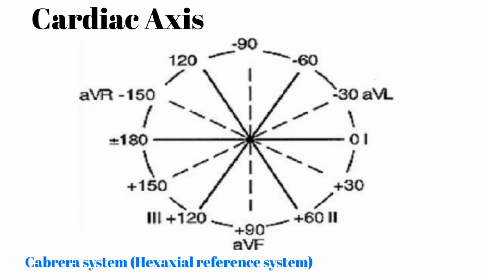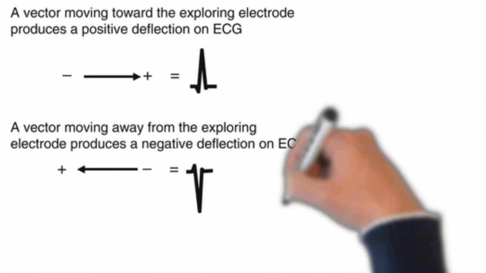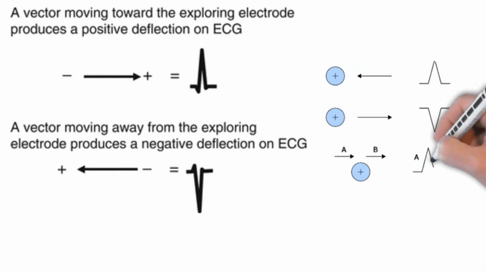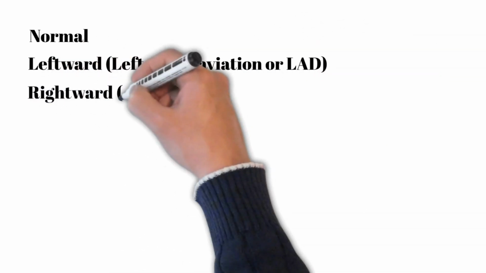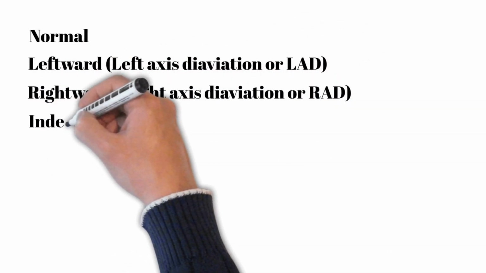Whenever the direction of electrical activity moves toward a lead, a positive deflection is produced. Whenever the direction of the electrical activity moves away from a lead, a negative deflection is produced. The cardiac axis gives us an idea of the overall direction of electrical activity. It can be normal, leftward or left axis deviation, rightward or right axis deviation, or indeterminate or the northwest axis.